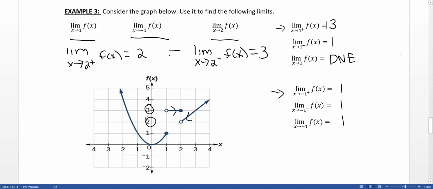So again, the limit from the right exists and the limit from the left exists, but since they're not the same, that means the limit itself as x goes to 2 does not exist. So when you're considering whether or not limits exist, you need to be looking at what's happening from the left and the right to figure out if the limit itself exists.